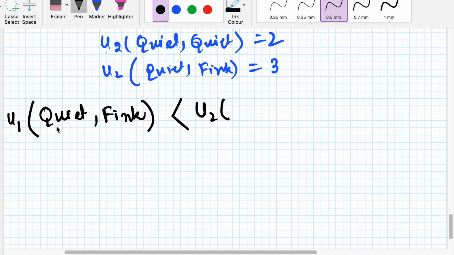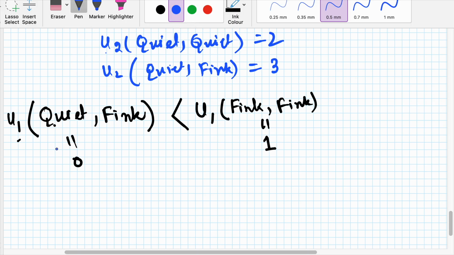If player 1 remains quiet and player 2 finks, then there is a better option for player 1 also, to become a fink. Quiet gives him a payoff of 0, and fink will give him a payoff of 1. So player 1 always wants to deviate from this outcome, quiet, fink. So quiet, fink is not a Nash equilibrium, because player 1 has an incentive to deviate from this strategy unilaterally.